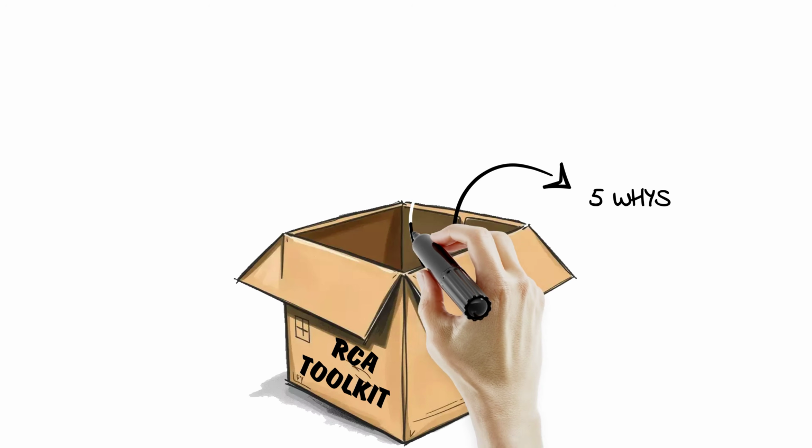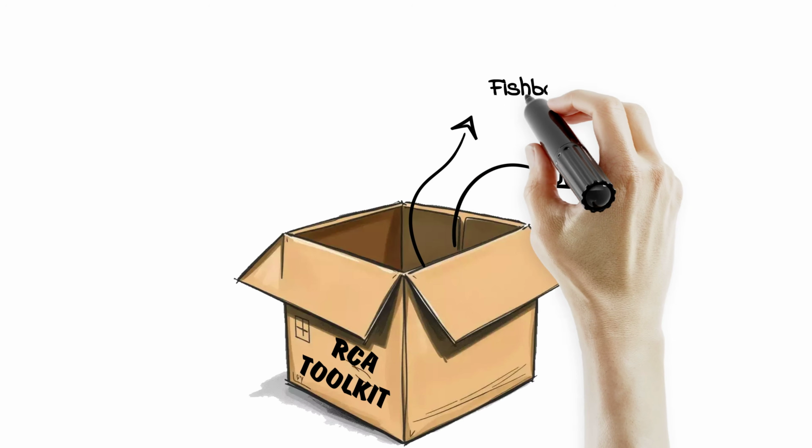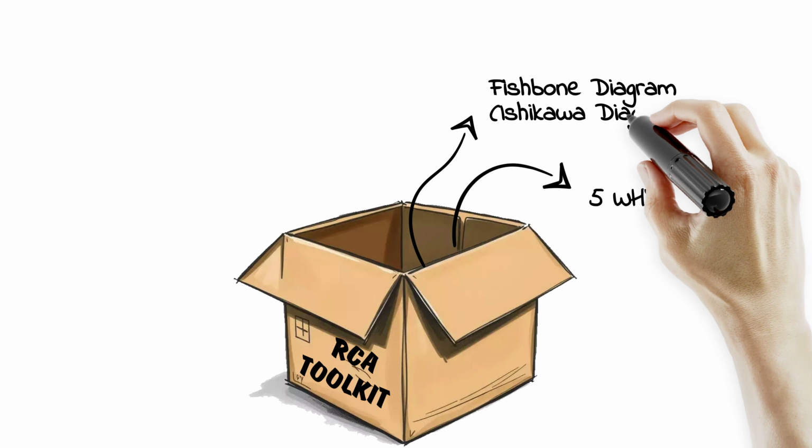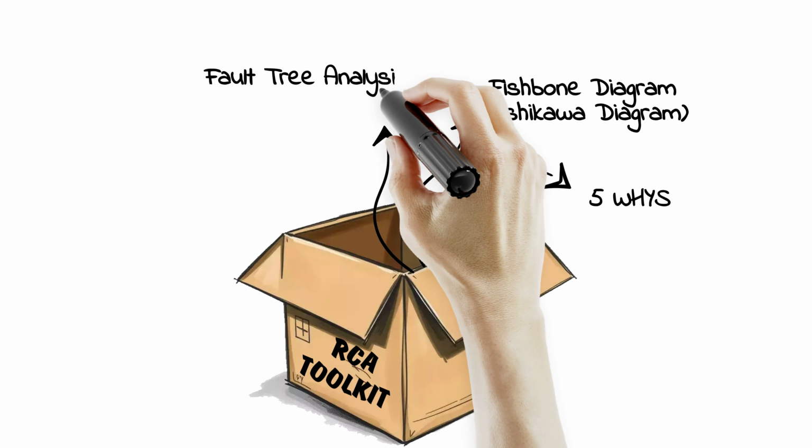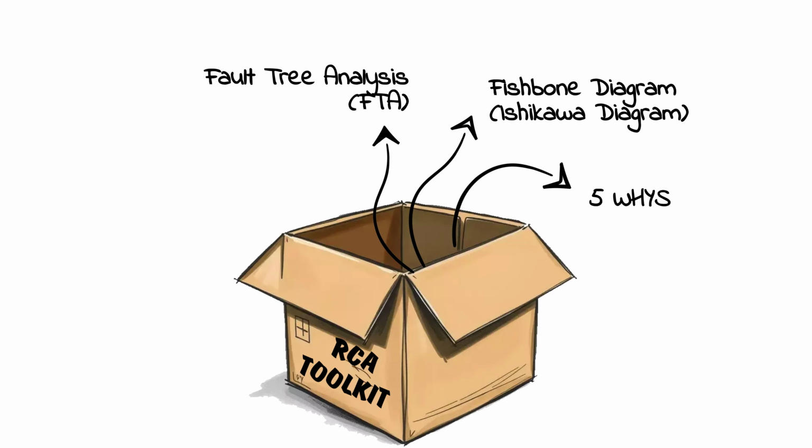2. Fishbone diagram, Ishikawa diagram. Great for brainstorming multiple possible causes. Categories like man, machine, method, material, measurement, and environment. 3. Fault tree analysis, FTA. Visual diagram showing how different failures contribute to the problem, common in engineering and safety-critical industries.